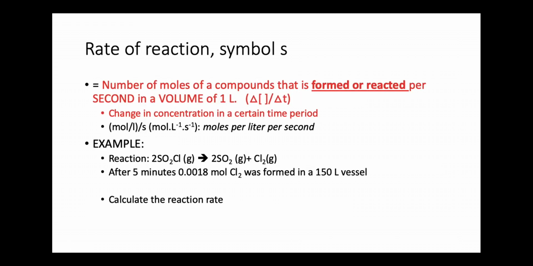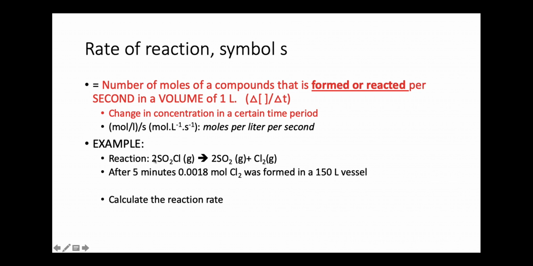So then we talked about rate of reaction with symbol S. We can calculate that. The rate of the reaction is the number of moles of a compound that is formed or reacted per second in a volume of 1 liter. Or it's the change of my concentration in a certain time period. And S is always expressed in moles per liter per second.